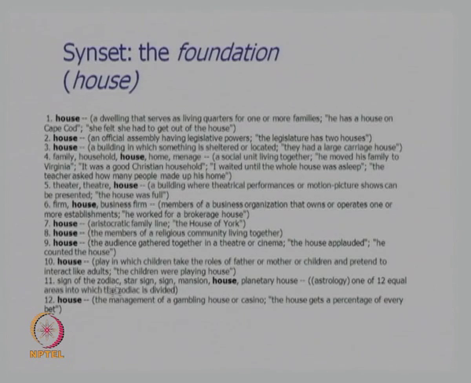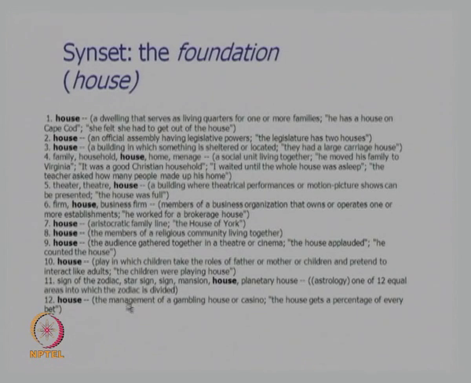House can mean the sign of a zodiac, star sign or sign. For example, in astrology it is one of the 12 equal areas into which the zodiac is divided. So, for example, the house of Mercury, the place for Mercury, house of Saturn, house of Jupiter, and so on and so forth. So, this is a completely different meaning of house, the zodiac meaning, the astrological meaning.